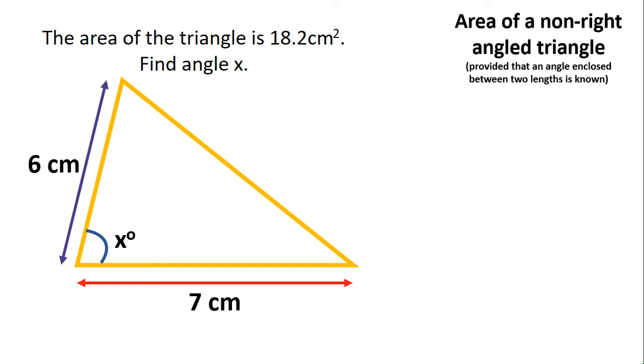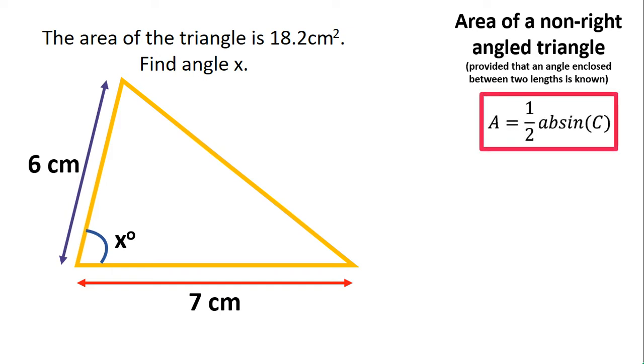Now, keeping in mind the area of a non-right angled triangle, provided that an angle enclosed between two lengths is known, the formula for that area is half AB sine C. A and B are my lengths and C is the angle enclosed between those two lengths. In this particular question, the area is already given to me as 18.2. The lengths 6 and 7 are also given to me. I could take either of the lengths as A or B, so I'm taking 7 as my B and 6 as my A.